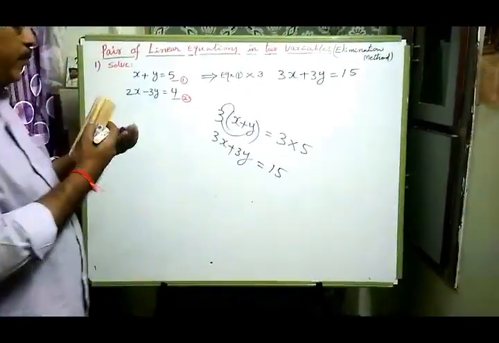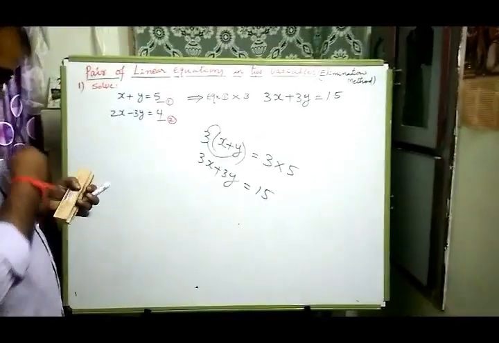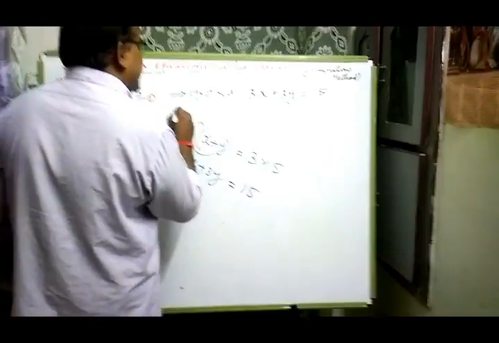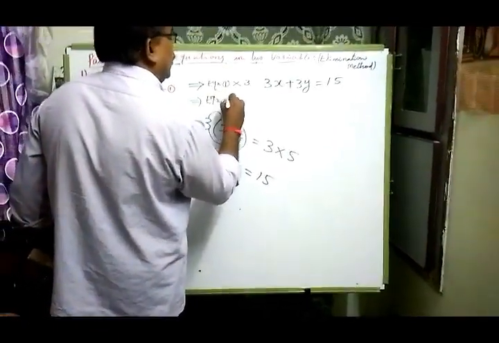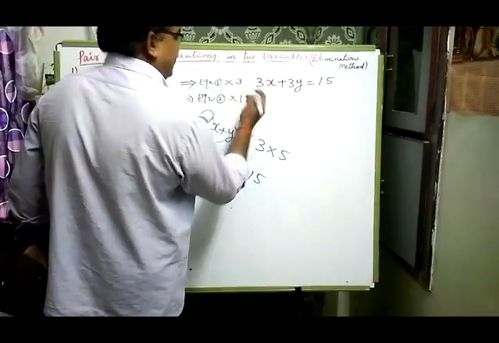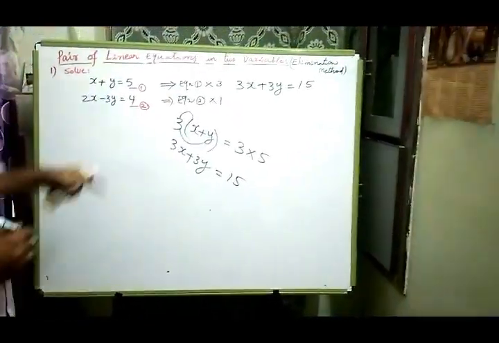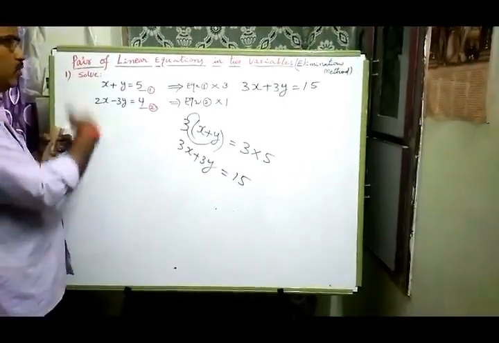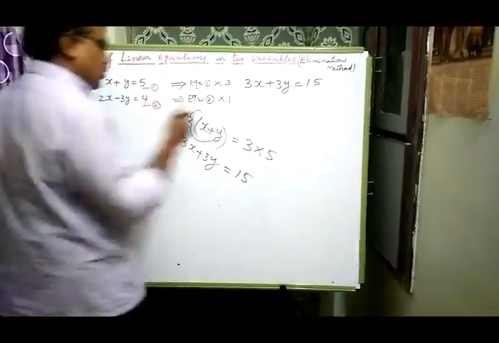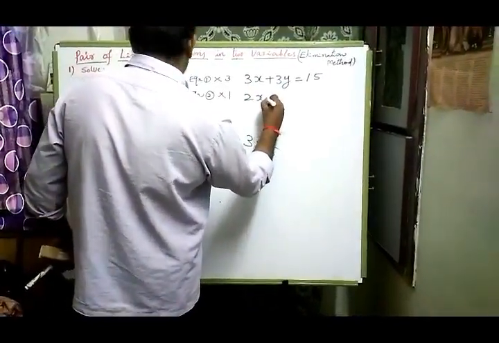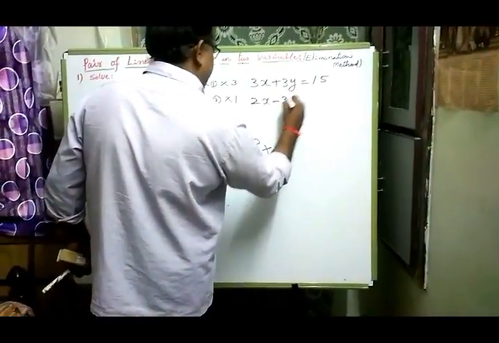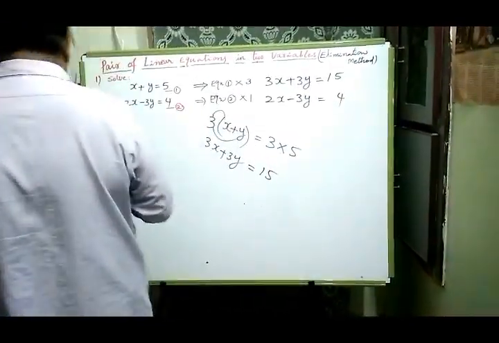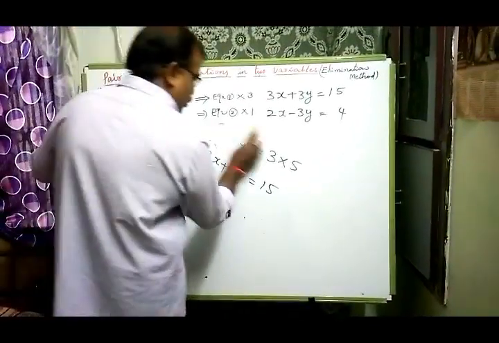Now, what about equation 2? Equation 2 into 1. It is not required, no need to write it, but equation 2 into 1 automatically gives the same equation, which is nothing but 2x minus 3y is equal to 4.